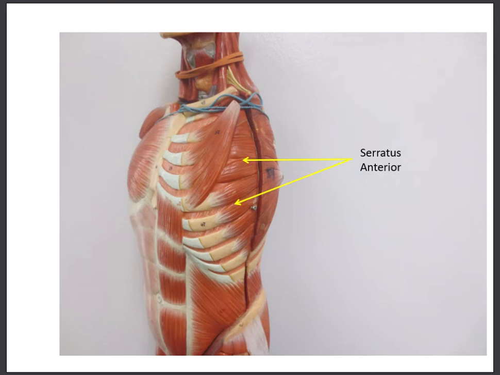All right, so serratus anterior, you're going to find it on the lateral aspect of the chest. It's going to have a jagged appearance to it, hence the name serratus, and it is a powerful protractor, and that brings the scapula forward. So those are our 4 muscles that move the scapula.